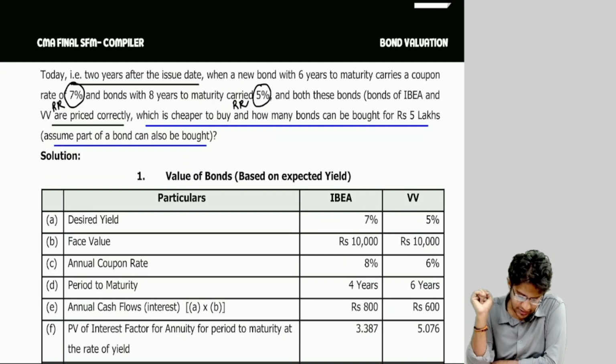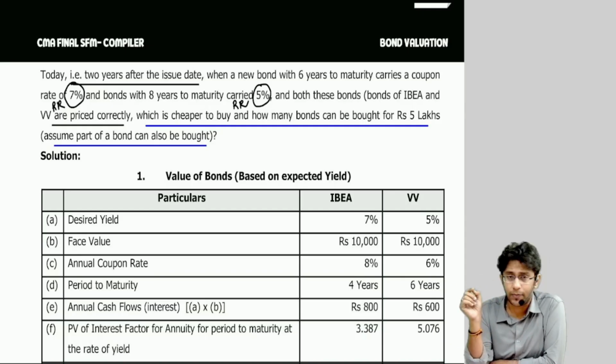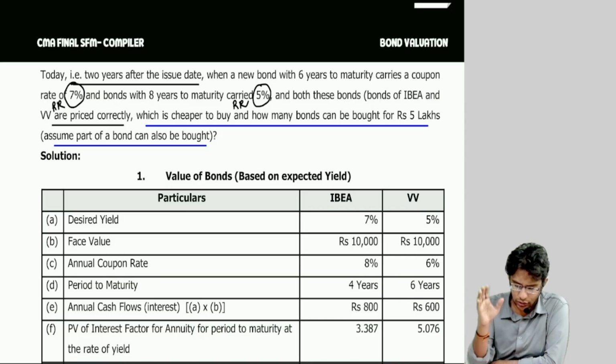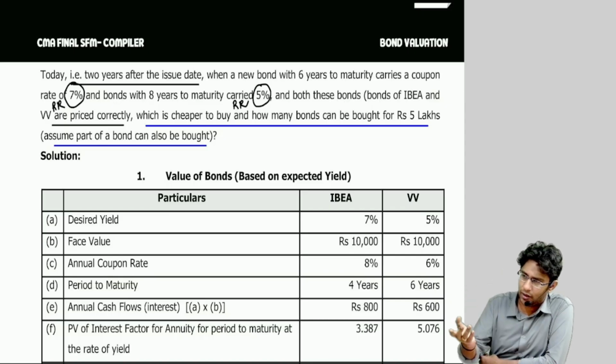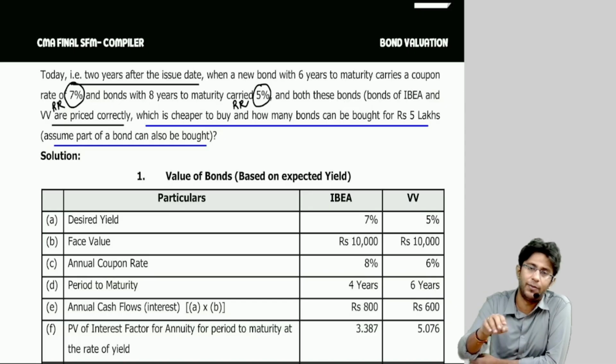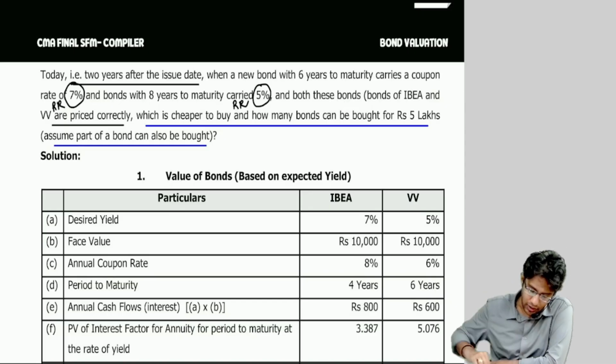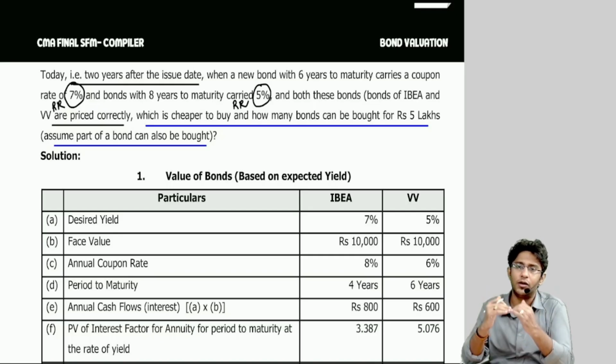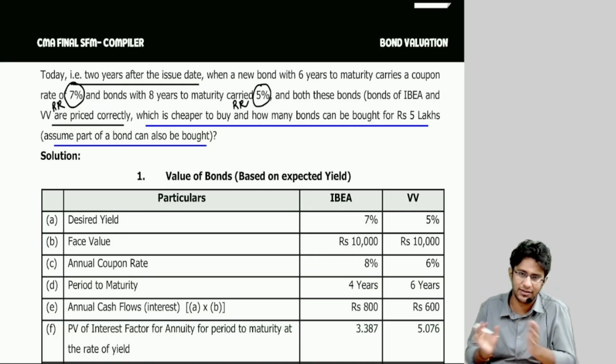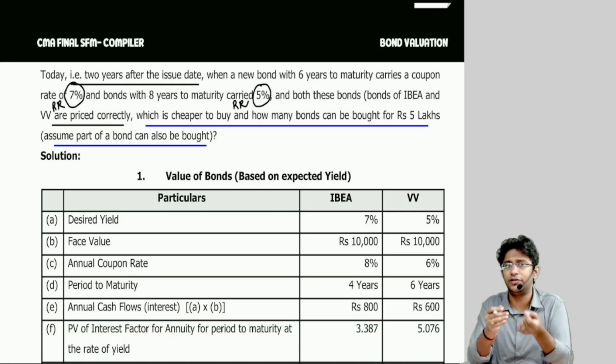Today, what is the latest required return given? 7 and 5 for each of the bonds respectively. He is saying the bonds are priced correctly, so there is no overpricing or underpricing scenario. Both the bonds are equally good, you can buy any bond. But between these two, which bond should I buy is what he is asking, based on which one is cheaper. Cheaper means whose price is lower, that bond you have to buy. That's the answer. Between these two, which bond is costing me less?